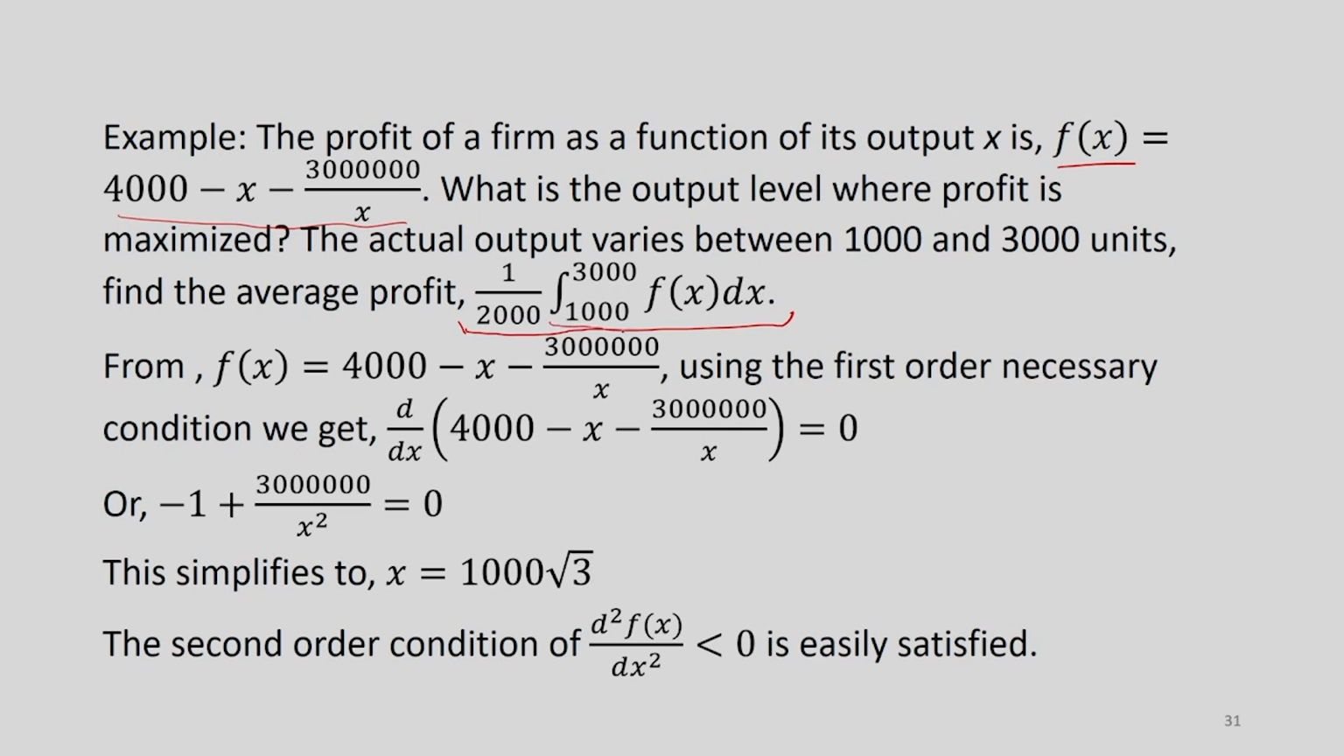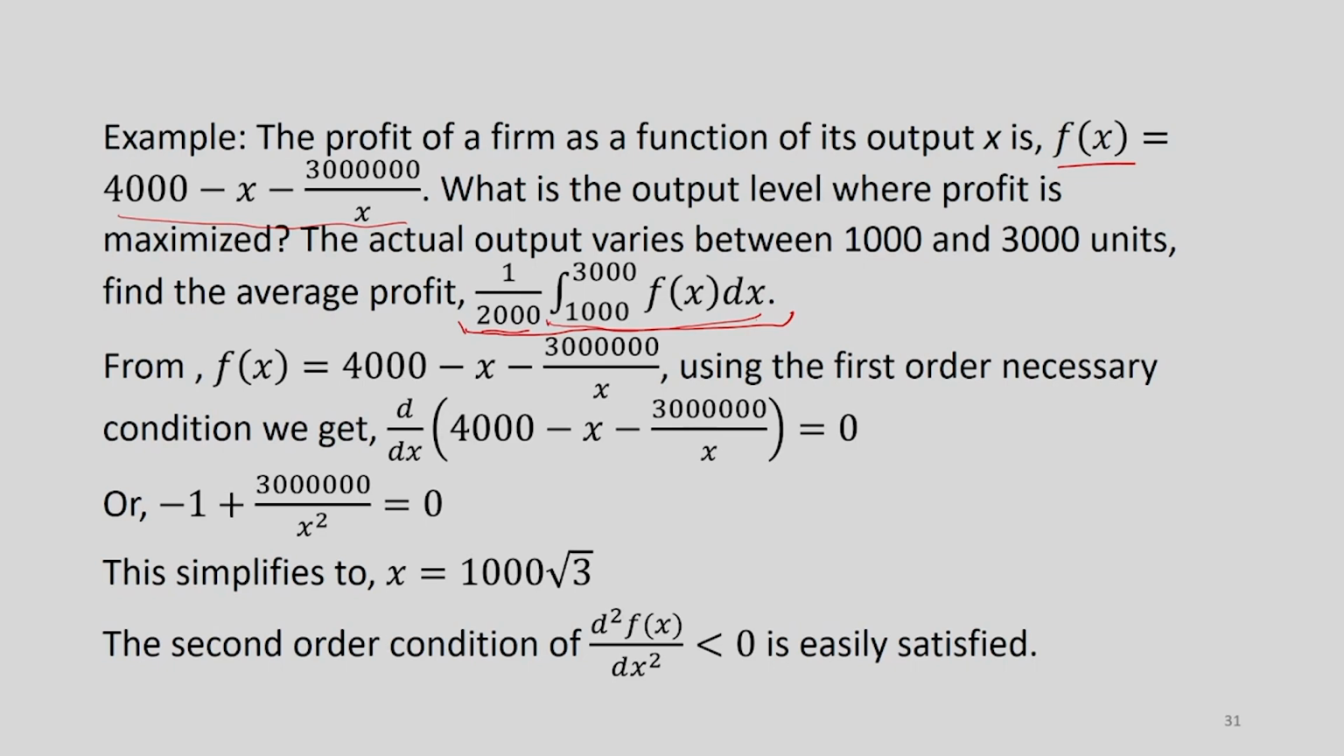So this is the total profit, right? How? Because f(x) is the profit, but profit can vary depending on the output level. So if I integrate over this range 1000 to 3000, I get the total profit. And what is the average profit? It is the total profit divided by the midpoint between 1000 and 3000. So this is the midpoint, 2000. That's how this is the average profit.